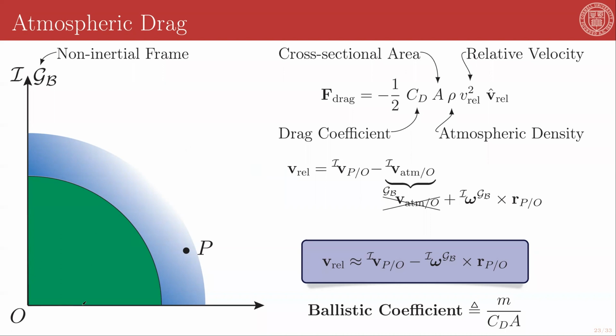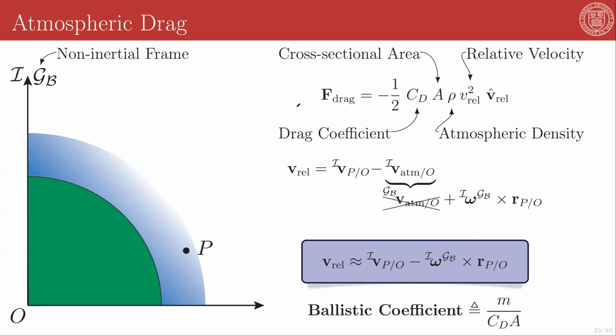We have a planetary body with some kind of atmosphere. Our spacecraft P is located within the atmosphere somewhere. We have an inertial frame that's fixed to the center of the body, but not rotating with the body, and a non-inertial frame, which we've previously called G sub B, that is rotating with the body.